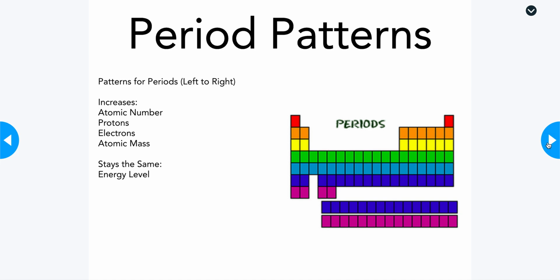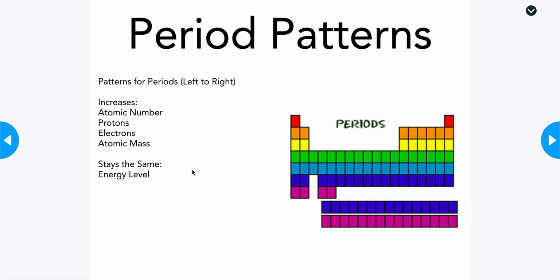So just stop and think about that real quick. That should make sense because as we move from left to right on the periodic table, the atomic number increases because each time you take a step right, you're going up an element. So if the atomic number is increasing, that means the number of protons is increasing because they're the same thing. If the number of protons increases, the number of electrons has to match that. And as you increase the number of protons, that means that you are increasing the mass of the element, and so the atomic mass increases as well.